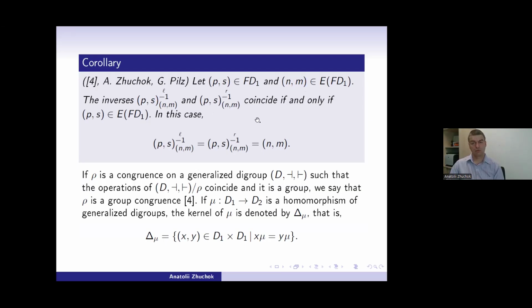Here is a corollary: this is the condition for when the left and right inverse coincide. Okay, and next we consider some congruences on D-groups. If rho is a congruence on a generalized D-group such that the operations coincide, so it is a group, we say that rho is a group congruence. And if mu is a homomorphism, then delta mu is the kernel of mu.